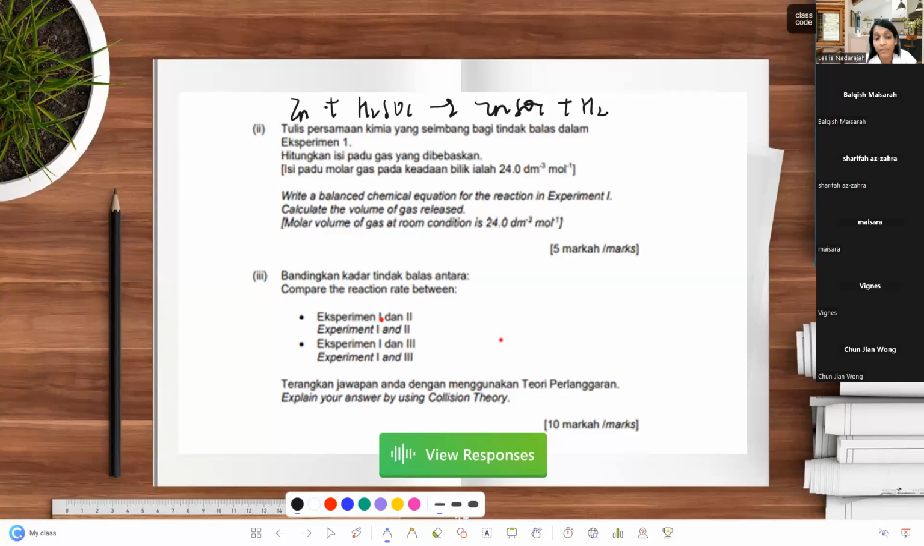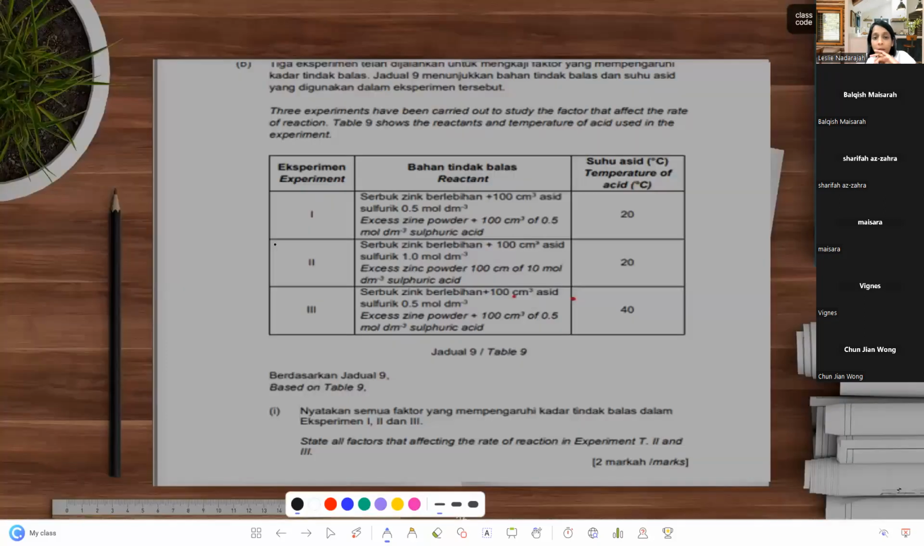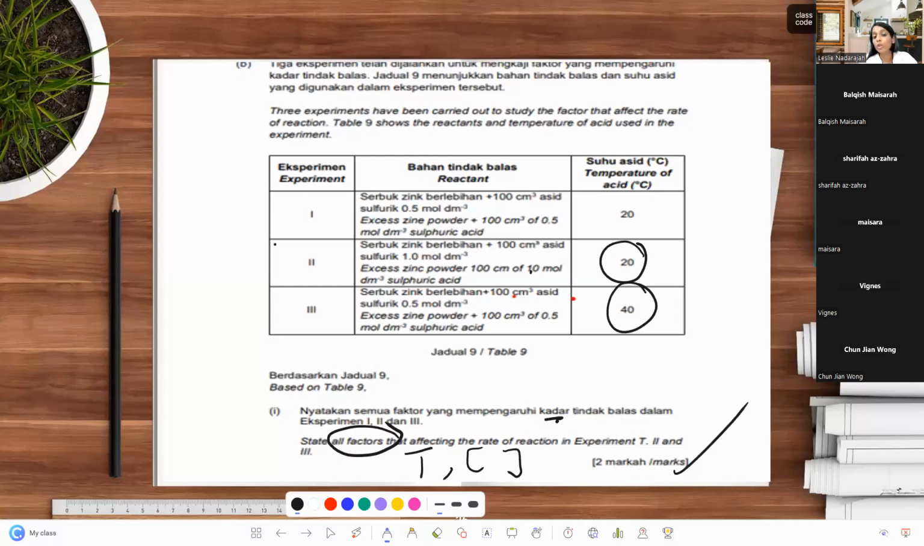Next question, and this is a very famous continuation question. When they give you an equation, you're going to do a calculation question. Now, you get for me, what is the volume of gas release? I go back here because you need some information for here. They ask you for experiment 1. So based on experiment 1, you need to give me the answer.